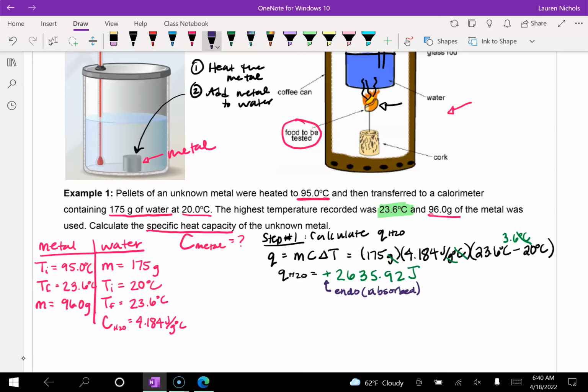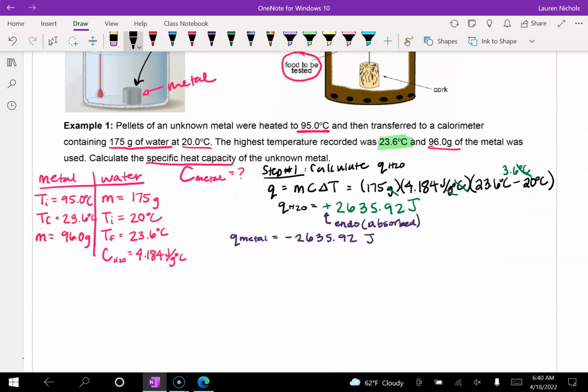And so what we know is that if our Q of the water is equal to positive 2,635, what that tells us is that Q of our metal has to be the opposite. It's negative 2,635.92 joules, okay? And so our step number 2 is going to be to calculate the specific heat of our metal. So we're going to look for the C of our metal.